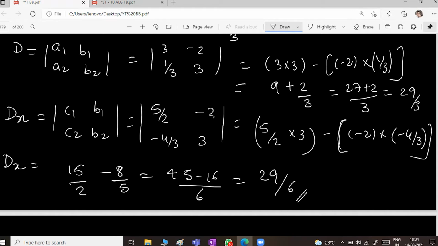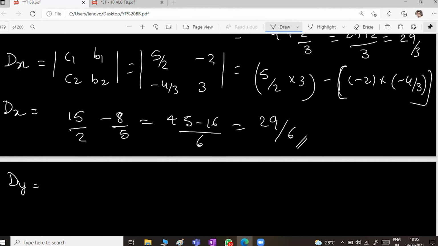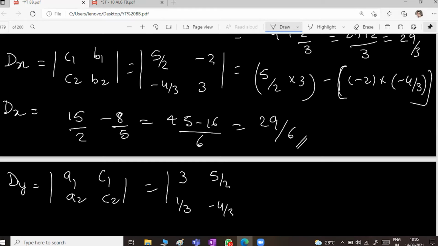If you didn't understand where the 45 came from, please mention it in the comment section so that I can explain. dy is equal to a1 a2 as it is, constants c1 c2. So what will I get? 3, 1/3, 5/2 and minus 4/3. Don't forget this minus sign, or else it is going to come in your dreams. 3 into minus 4/3 minus 5/2 into 1/3.